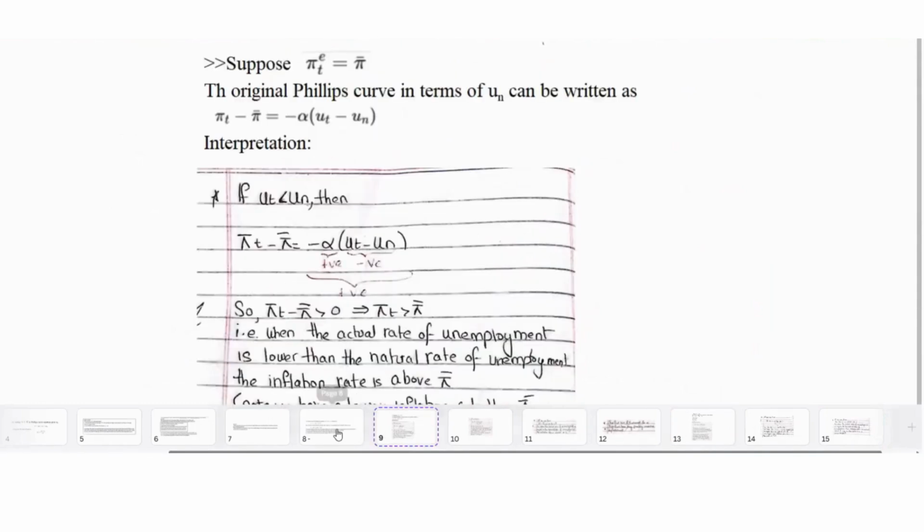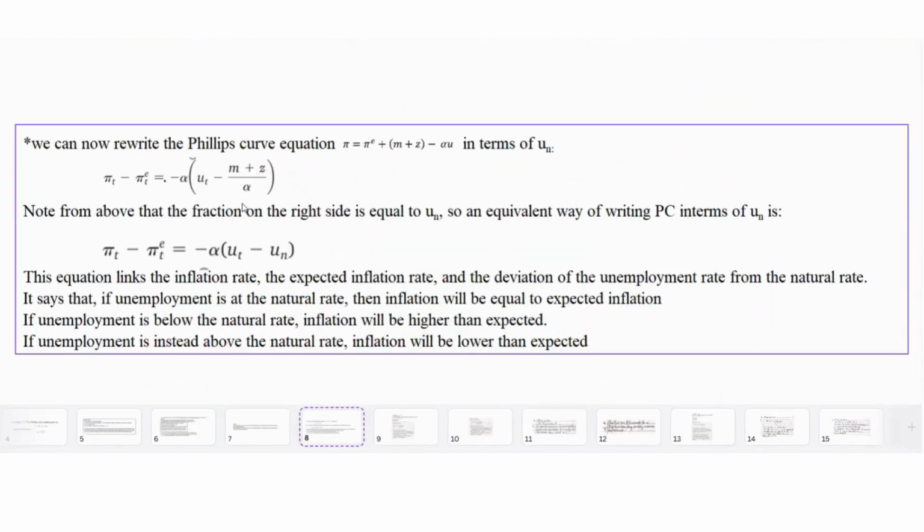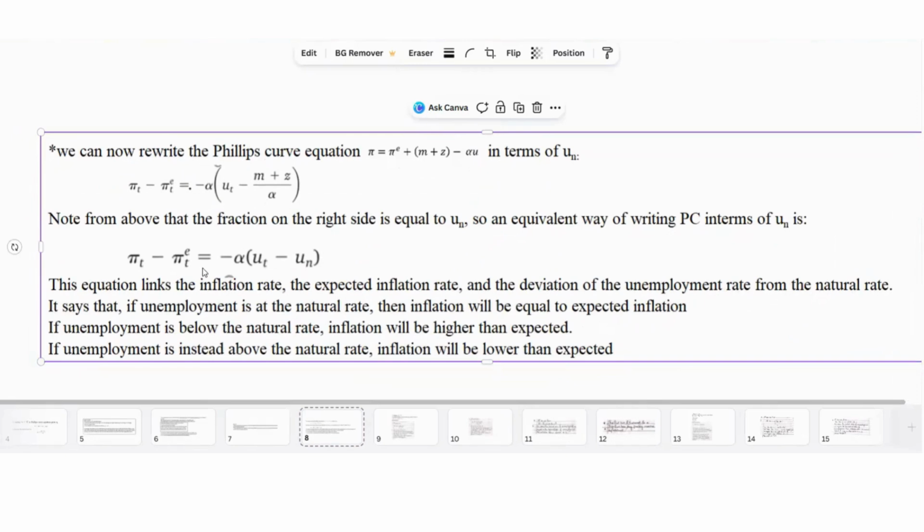So this is how we saw that, given that we can find the natural rate of unemployment from the Phillips curve equation, we can rewrite the Phillips curve equation in terms of un. And here, if we take pi t to be pi bar, then we have the original Phillips curve in terms of un. And if we take pi t to be pi t minus 1, then we have the modified Phillips curve in terms of un.